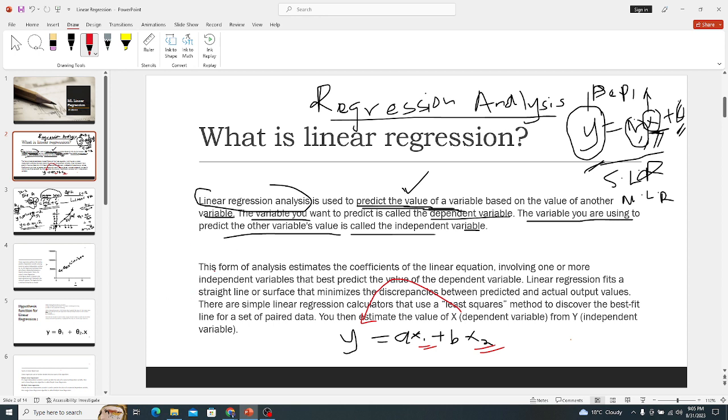Let's continue. This form of analysis estimates the coefficients of the linear equation. What are our coefficients? Our constants are our coefficients, that is a and b. Coefficients or constants. It involves one or more independent variables that best predict the value of the dependent variable.